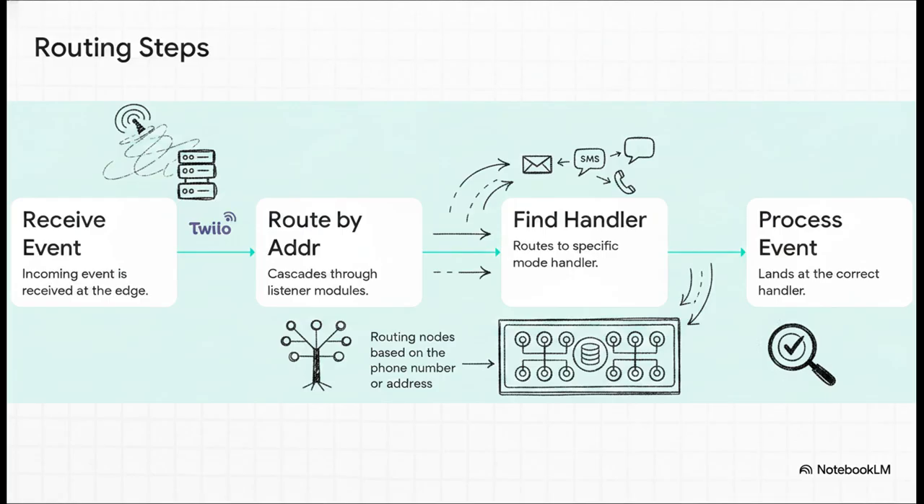Following the exact steps outlined in the patent, you can see how an event moves. Step 1, the event is received at the edge device, like a Twilio server. Step 2, it cascades through listener modules and branches out at routing nodes based on the phone number or address. Step 3, once it finds the right tree, it routes to a highly specific event handler based on the type of communication. Is it an email, a voice call, an SMS? And finally, Step 4, it lands exactly at the right handler to be processed. The database is literally acting as a switchboard here.